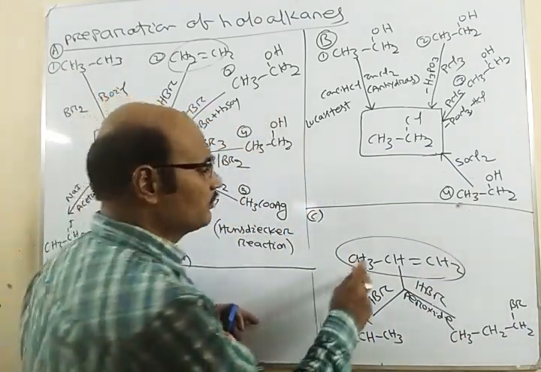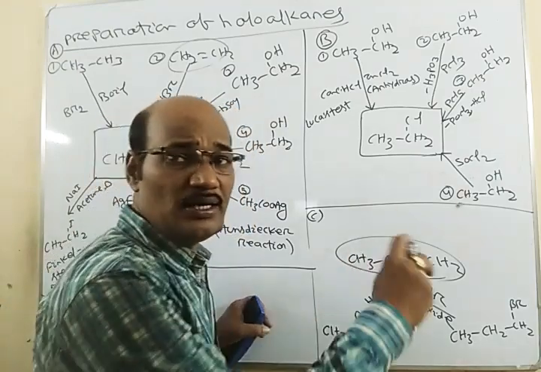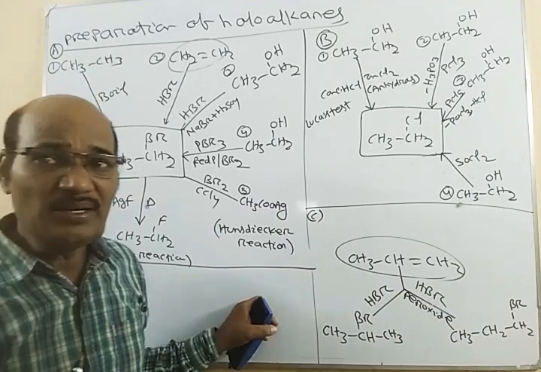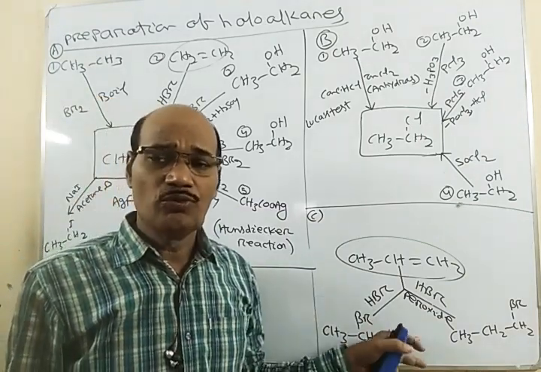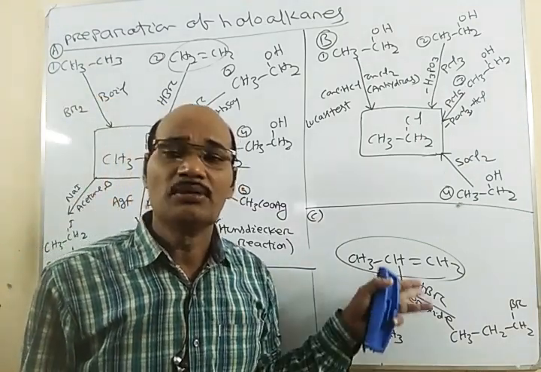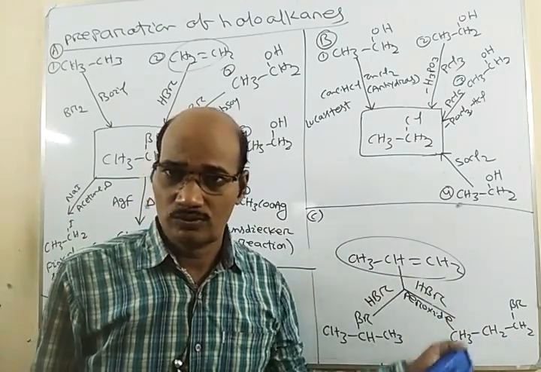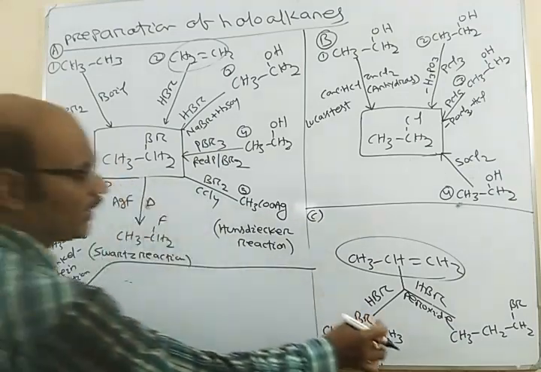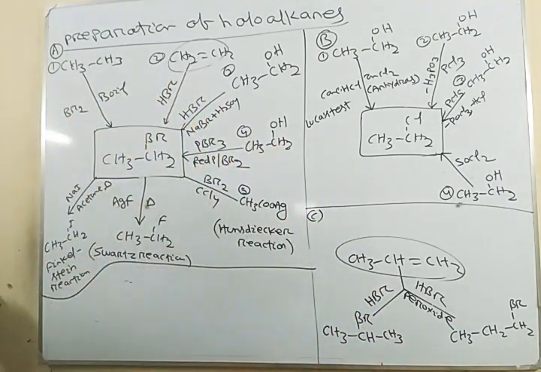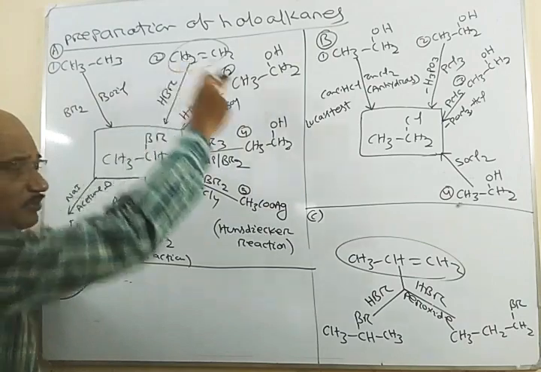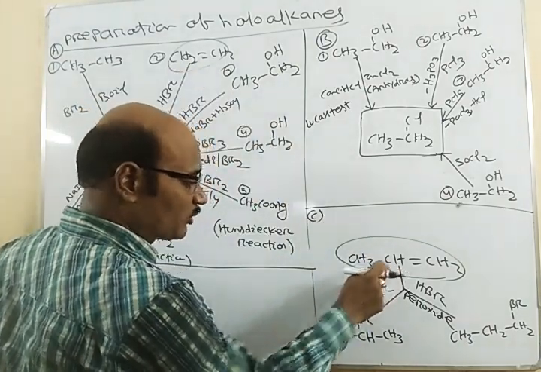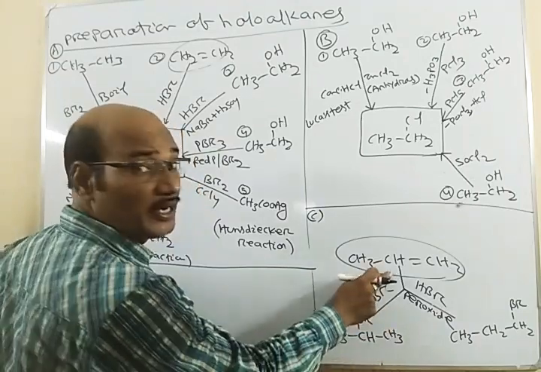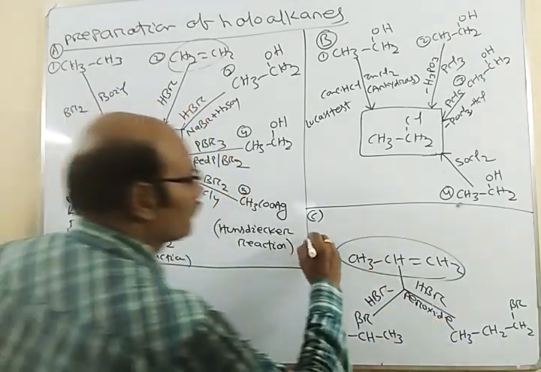Suppose propene is there, HBr, peroxide, write the major product. Whenever an unsymmetric alkene is there, we can find the major product by applying Markovnikov's rule. Okay. This is the way you can prepare haloalkanes from alkenes. With simple HBr, it is the Markovnikov rule. When peroxide is present, the addition follows anti-Markovnikov.